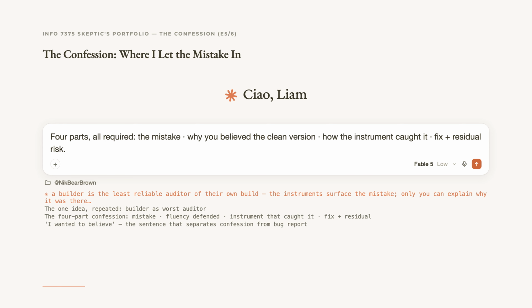A builder is the least reliable auditor of their own build, exactly the way a model is the least reliable judge of its own output. You have run the instruments, you have the results. The confession is the hardest page because it requires you to name not just the mistake, but the fluency you were defending when you let it in.